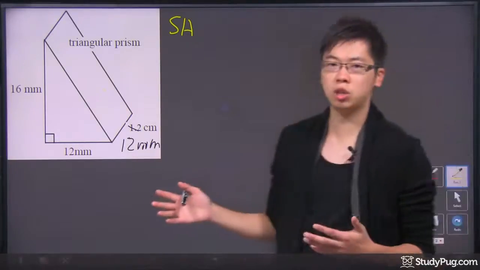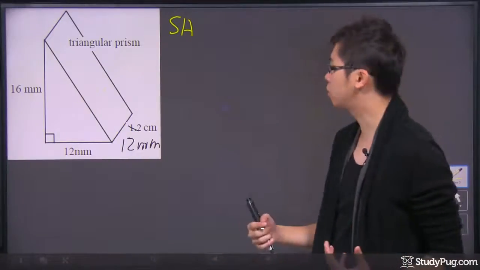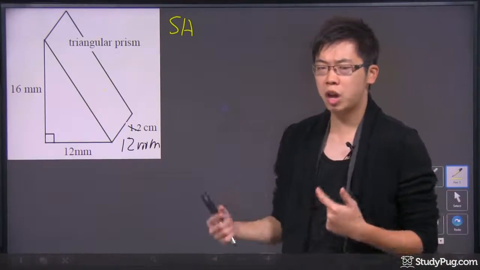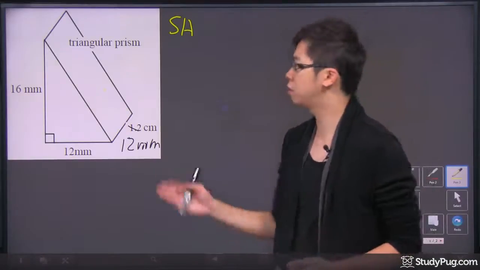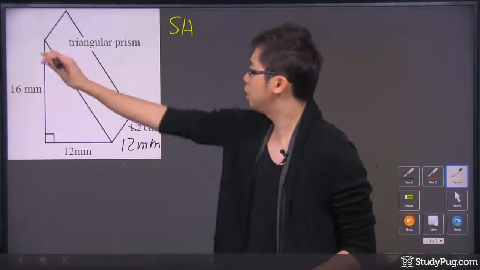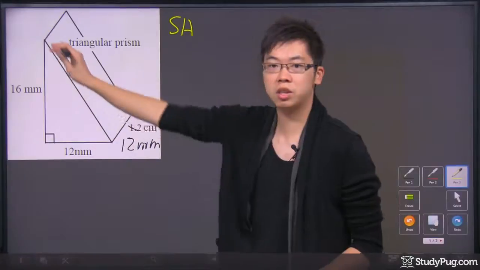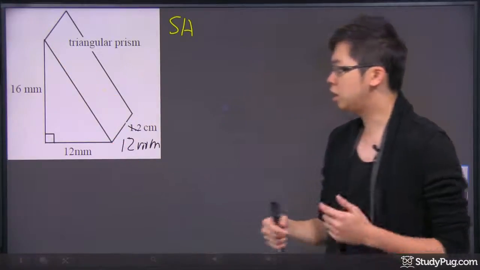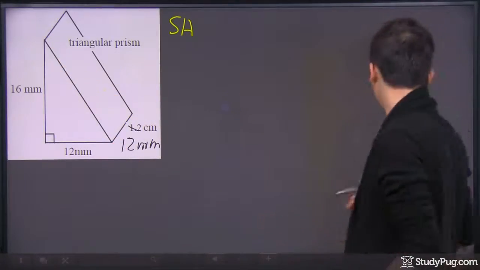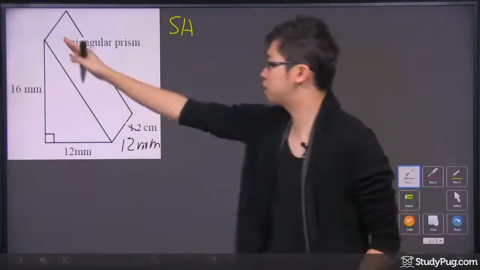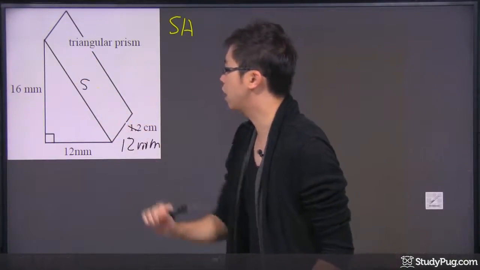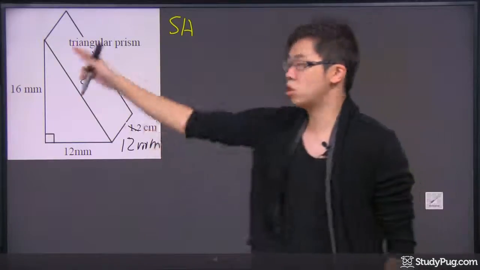Now that we've changed it, we need one more dimension that's not given to us. Because if we're going to calculate the surface area, eventually we're going to calculate this side right here. So we need a dimension of this side right here, the slanted side. We need a little bit of math, which is called the Pythagoras. We need to figure out this slanted side here, which is called the S. That is a right triangle right here.